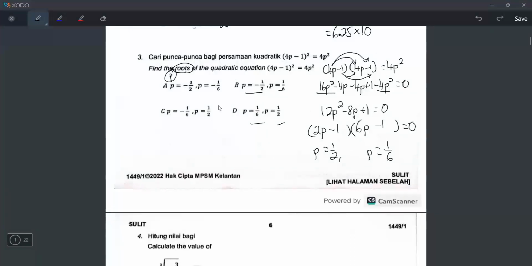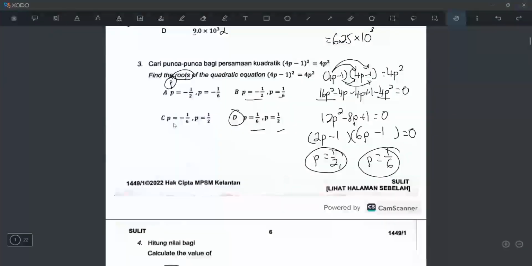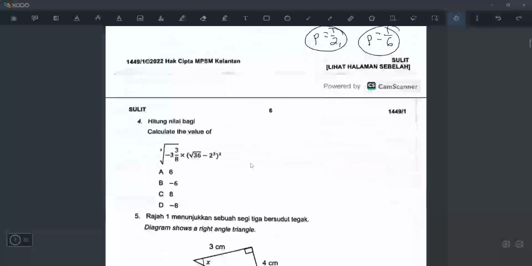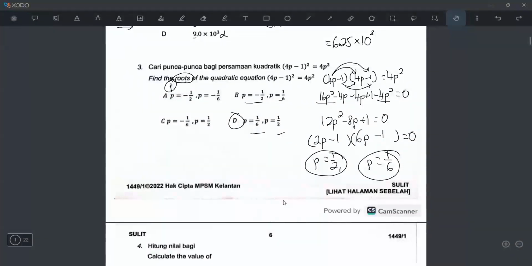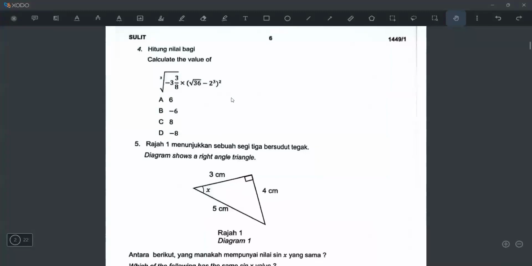So what they asked for, find the p, right? So this is your answer, 1/2 and 1/6. So the answer is D. Of course, this is objective, so you don't have to make sure the working is perfect, because for objective questions they don't look at the working. I'm just doing the whole step so that you all can understand. But during the exam, you don't have to show them the working.